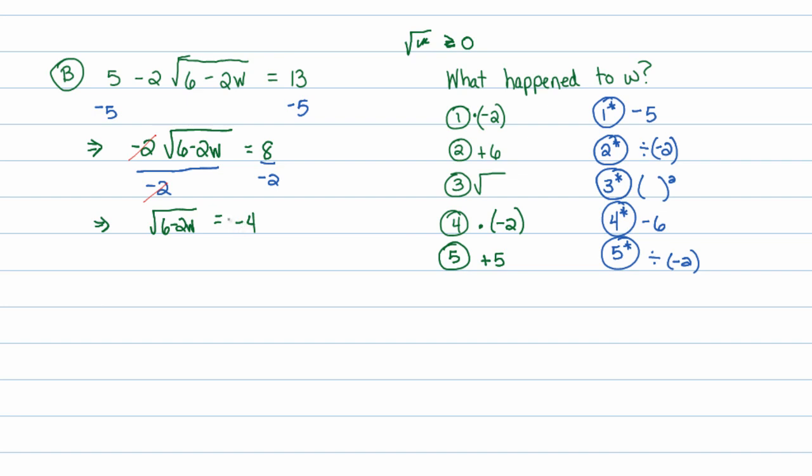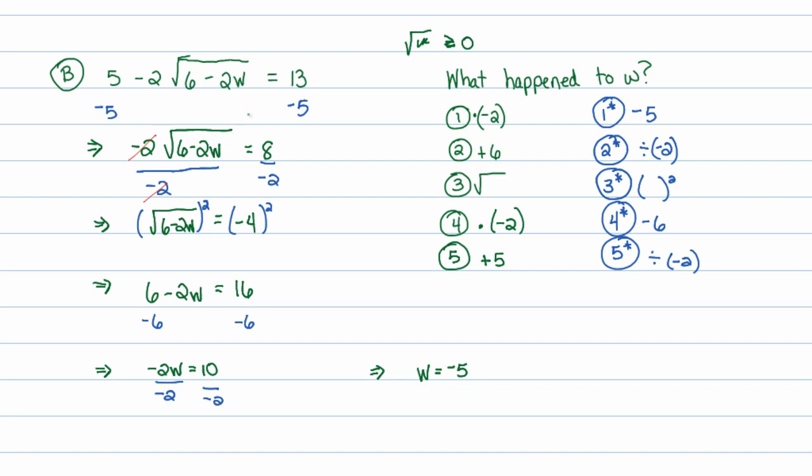But let's suppose you didn't see that. If you continue following this list of steps, we'll square both sides. And you get 6 minus 2w, because the square undoes the square root, is equal to 16. We will now subtract 6 from both sides, and we'll get negative 2w is equal to 10. And finally, we'll divide both sides by negative 2. Sorry for the voice cracking, I am sick. So negative 2 over negative 2 is just 1, and so we get w is equal to negative 5.